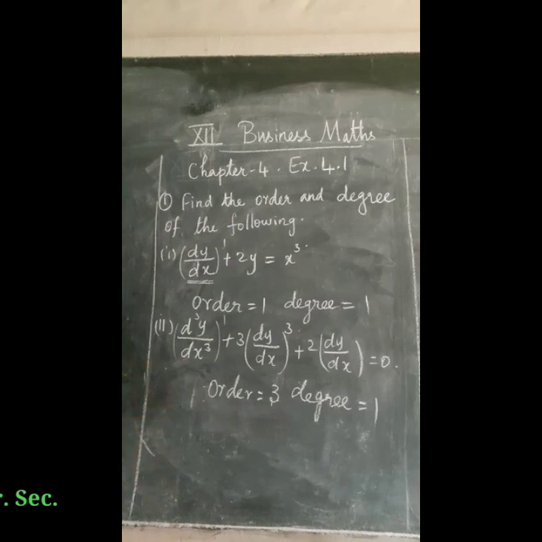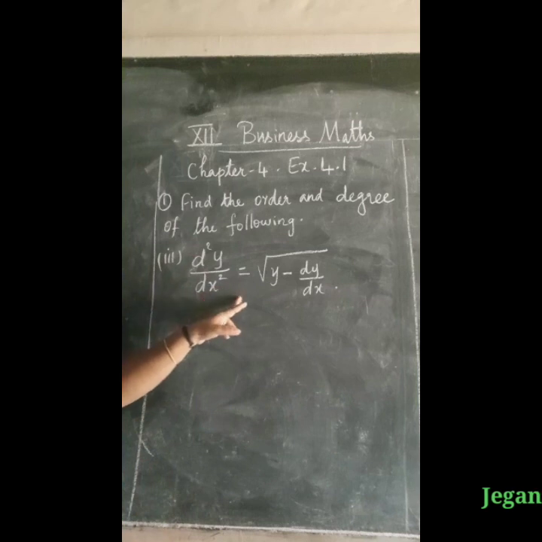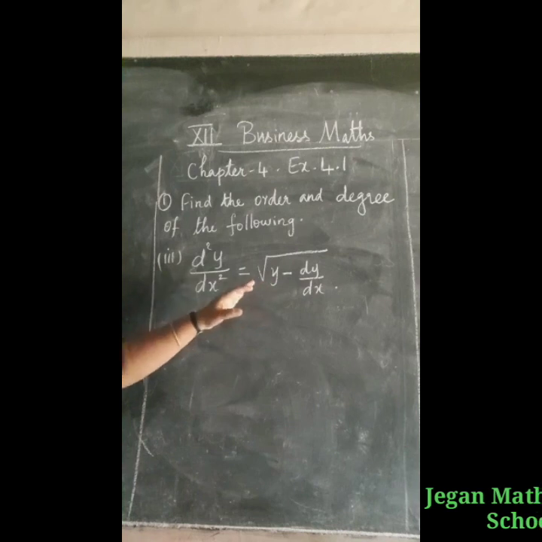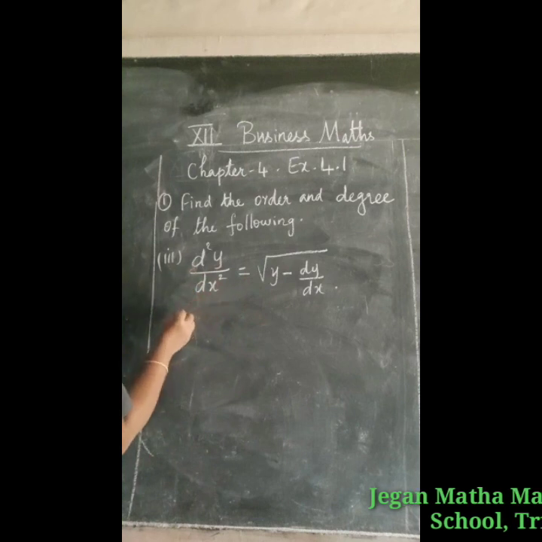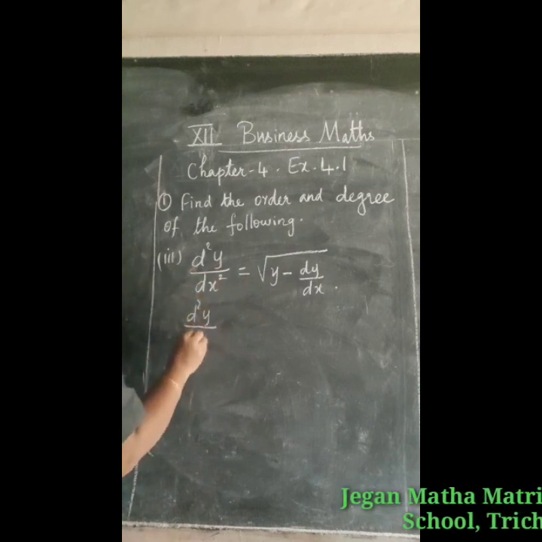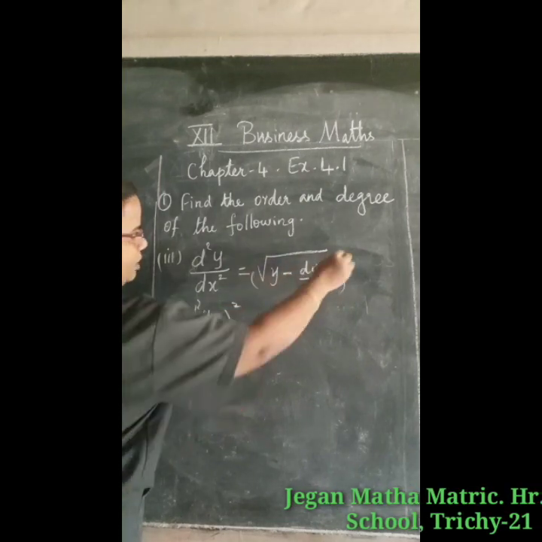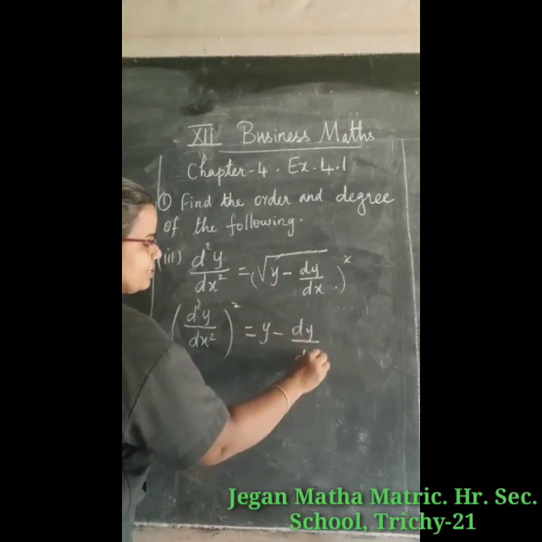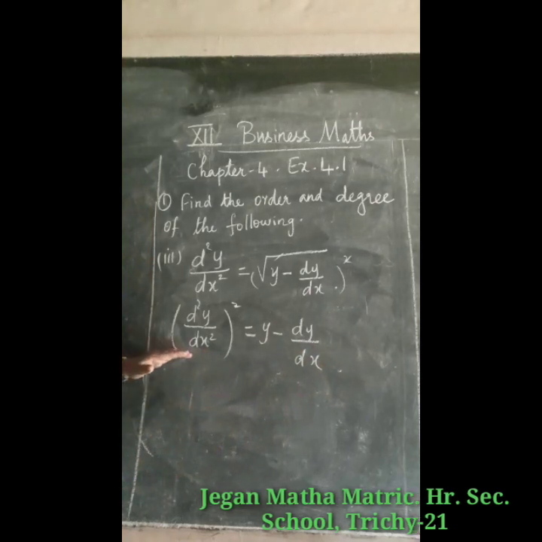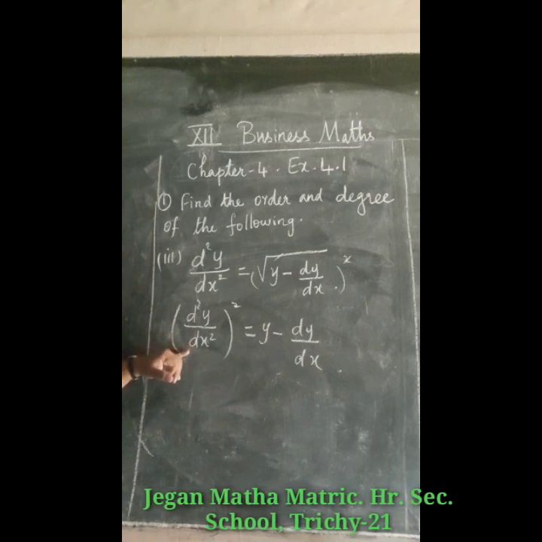Can you understand, students? The third question, d squared y by dx squared is equal to root of y minus dy by dx. First we remove this square root. If we remove this square root, means squaring on both sides, we will get d squared y by dx squared the whole square, and the root will be cancelled. So, y minus dy by dx. Which one is the highest derivative of this? This is the second order derivative.